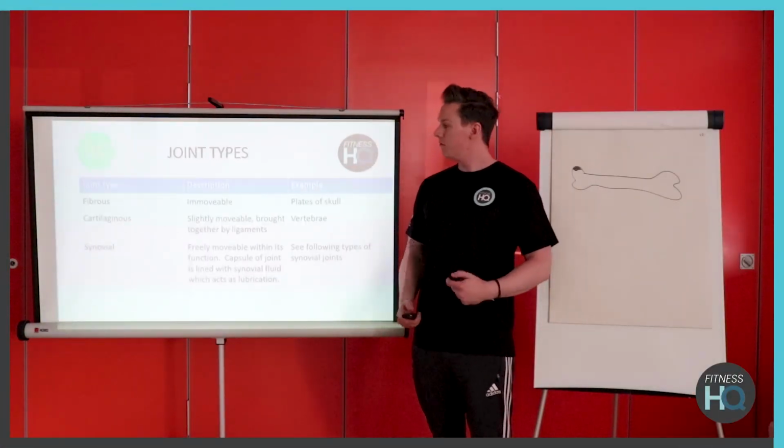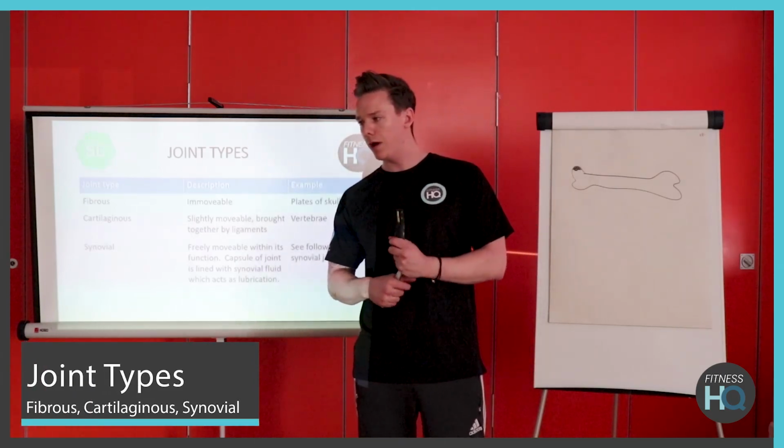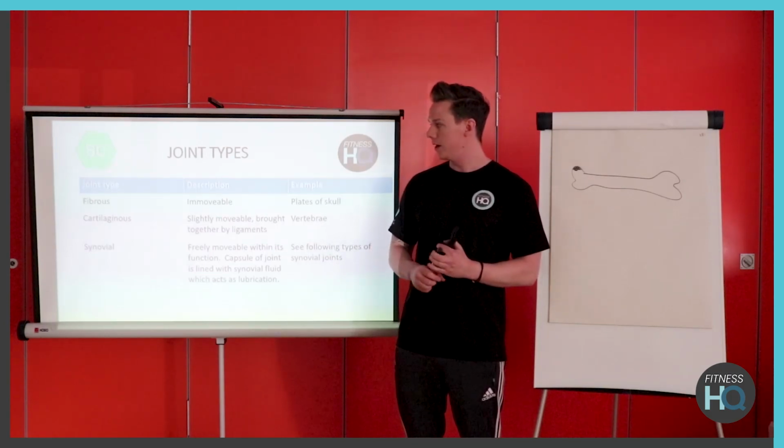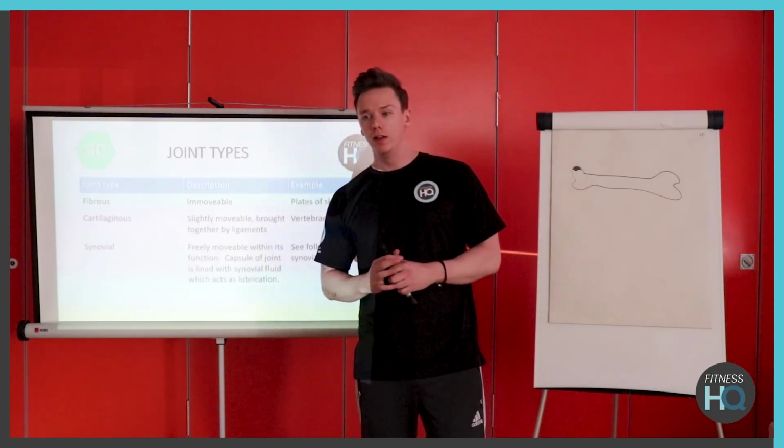Moving on from the bones then, so we've got different joint types. Now linking back with that, we've got different parts of the body that are connected different ways. So 3 different types of joint that we've got. So let's talk about the first one.